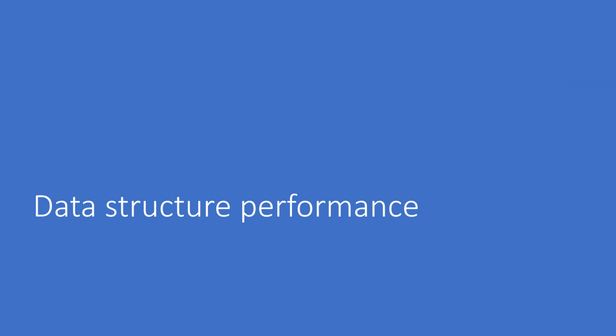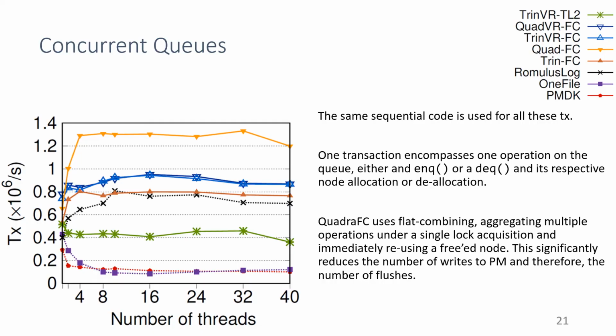We will now study the performance of these techniques in the context of data structures. For the first of our micro benchmarks, we took the sequential implementation of a queue and wrapped it in a transaction. Each of these PTMs provides transactions that are concurrent and durable, therefore we use the same queue code for each of them. Now notice that this transaction encompasses not just the actual enqueue or dequeue, but also the respective allocation or deallocation of the queue's node, which means that in the event of a crash, the node will not be leaked and there will be no double free issues.